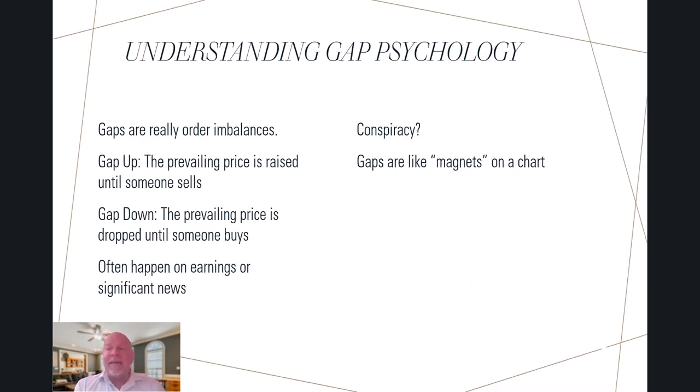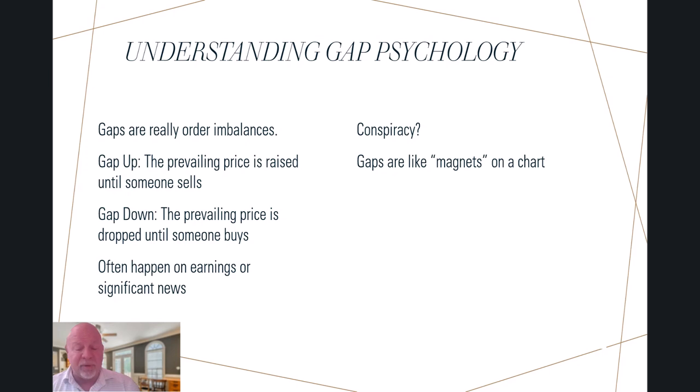So what is gap psychology? Well, really gaps are order imbalances. It's when there's more buys than sells and they're trying to find the median price, or more sells than buys. The prevailing price on a gap up is raised until someone sells. And on a gap down, the prevailing price is dropped until someone buys. So they try to find that medium in there, but sometimes it gaps down and it never goes back and fills the gap. A lot of times it does during the day.